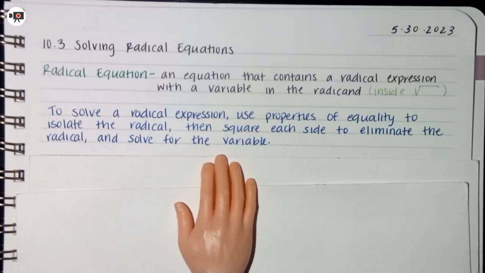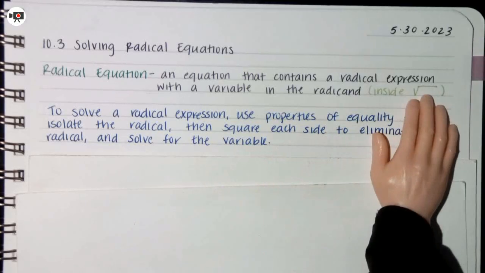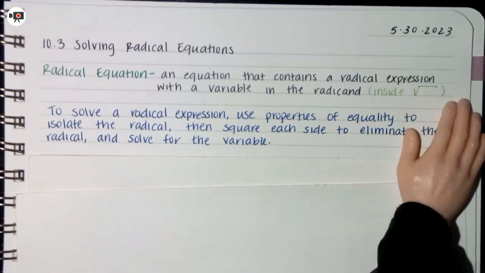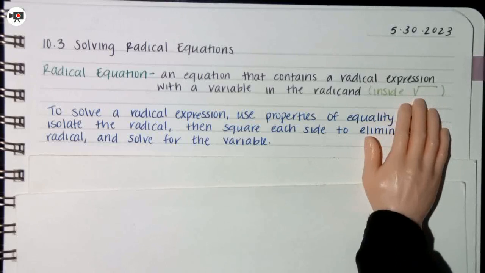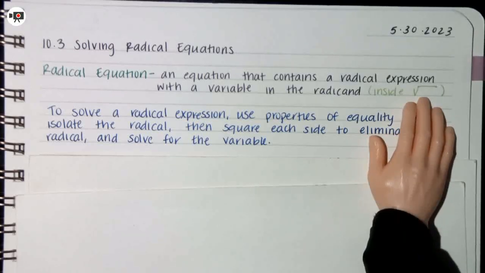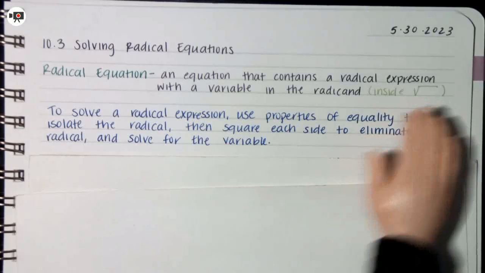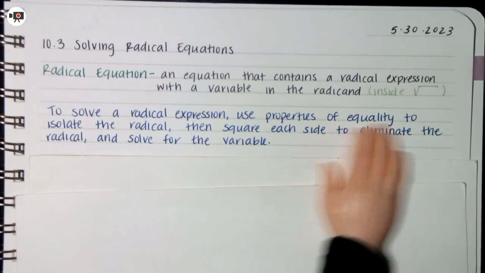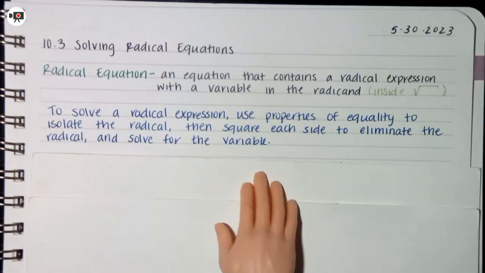So it's doing the same thing that we've been doing the entire time, is solving for whatever variable we have. It's just when we get to the radical, we need to square each side because squaring and square root are inverse functions. They cancel each other out. So to get rid of the square root symbol, you square it. And what you do to one side, you have to do to the other. That's what the properties of equality say.